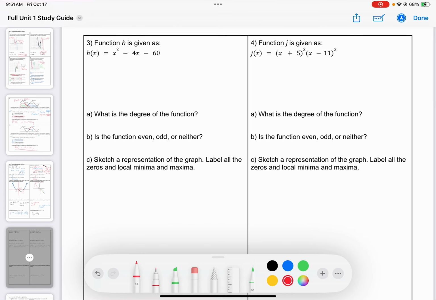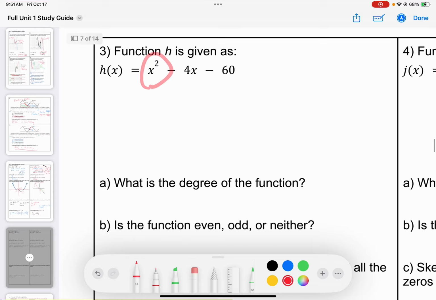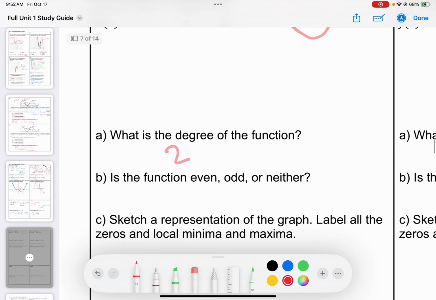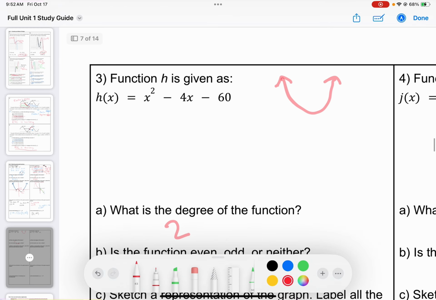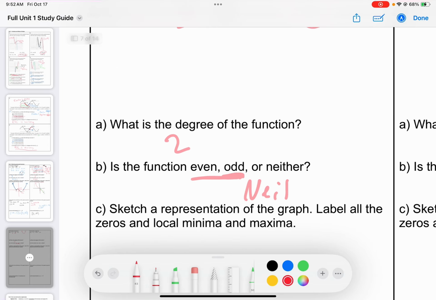All right. What is the degree of this function? Again, I'm in factored form. Kind of just zero in on this. That's x squared. 2. We know at this point that when a function has a degree of 2, it is quadratic. Not just the end behavior this time. It's actually a quadratic function. Is the function even, odd, or neither? Well, I have both even terms and odd terms. So we're going to say this is neither even nor odd.